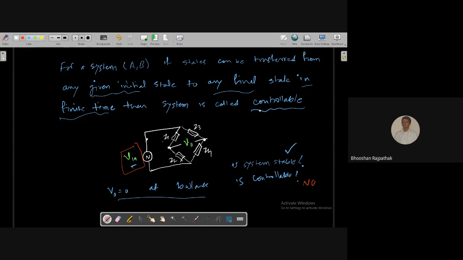To change the balance, you need to change some of the components. The only thing that will change the balance is changing the value of a component. Otherwise, if the component values are fixed and you have obtained the balance, then the balance will not change by changing the input. So that is why the system is not controllable. You cannot change the states once the balance is obtained. So this is one best example to understand the concept. This system is perfectly stable, but it is not controllable.